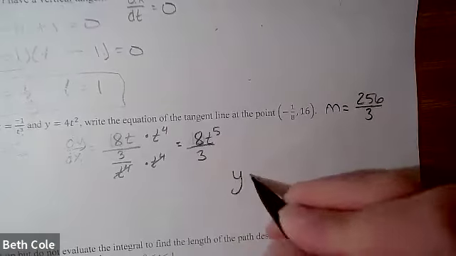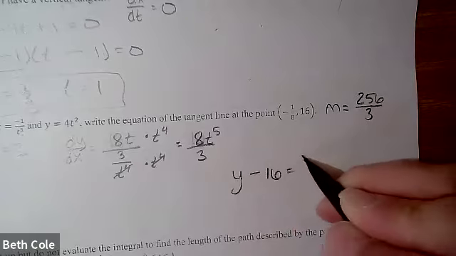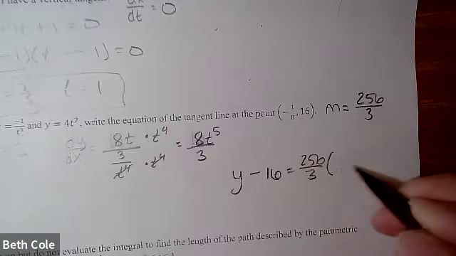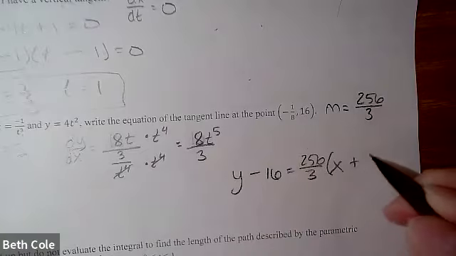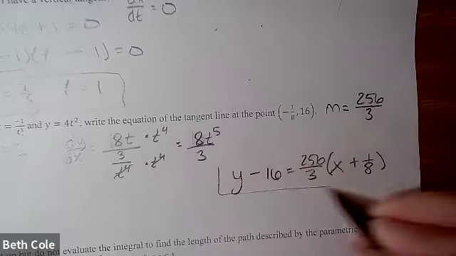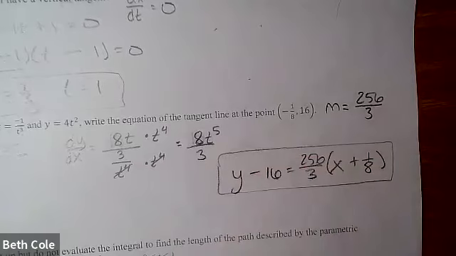And then we're going to write our answer. y minus 16 equals 256 thirds, parentheses, x plus 1/8. And that's our final answer.